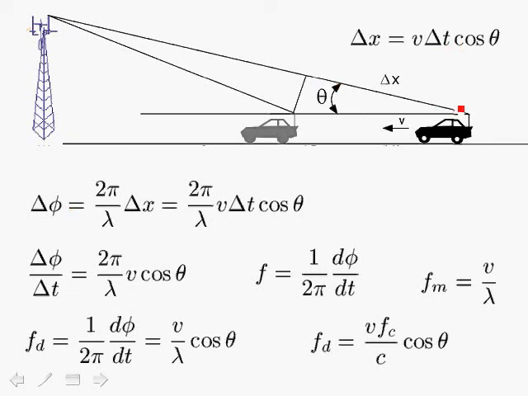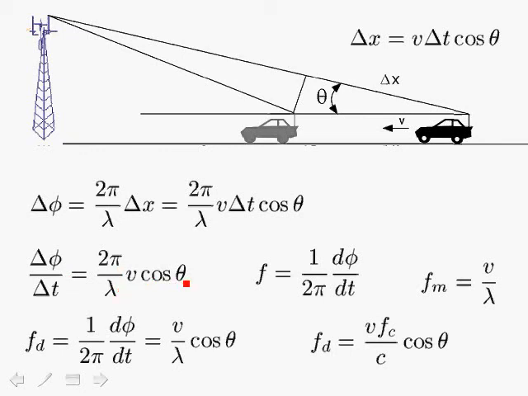Next, we need to derive the phase shift corresponding to a difference in distance of delta x. And this is this expression over here. So the phase shift is equal to 2 pi over lambda times delta x. If the wave travels a distance of lambda, then the phase shift is 360 degrees. Therefore, a phase shift corresponding to a distance of delta x is equal to delta x times 2 pi over lambda. We can substitute for delta x this expression here, so we get 2 pi over lambda v delta t cosine of theta. If we divide both sides by delta t, we get the rate of change of phase is equal to 2 pi over lambda v cosine of theta.